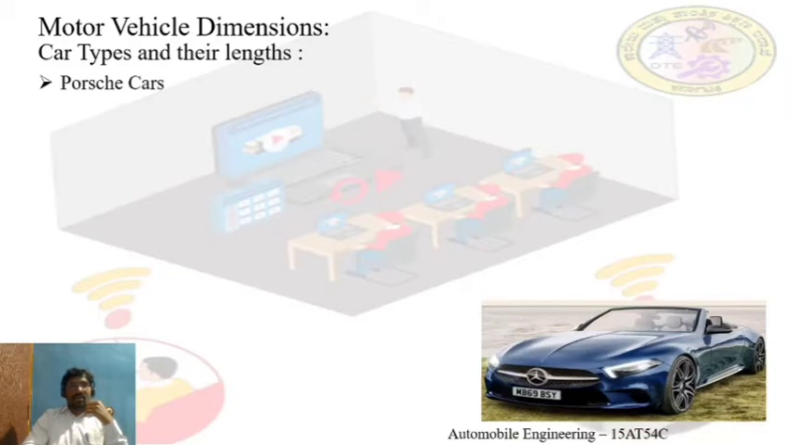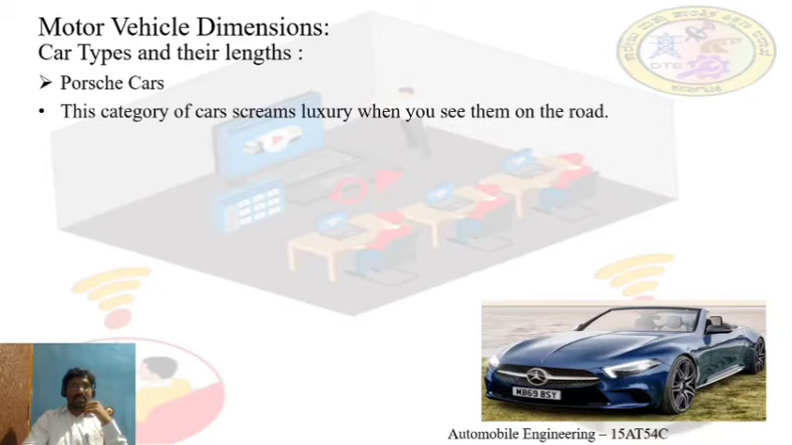Next type of car is called Porsche cars. As the name itself indicates, these cars are meant for luxury, not for providing fuel economy or all those things. These come under very costly cars. This category of car seems luxurious when you see them on the road. Of course, whenever we say luxury, the cost will obviously be very high.